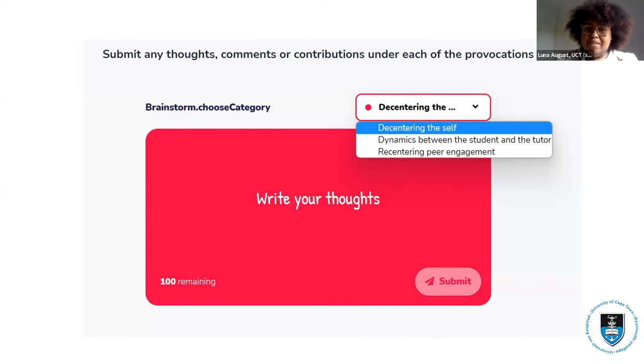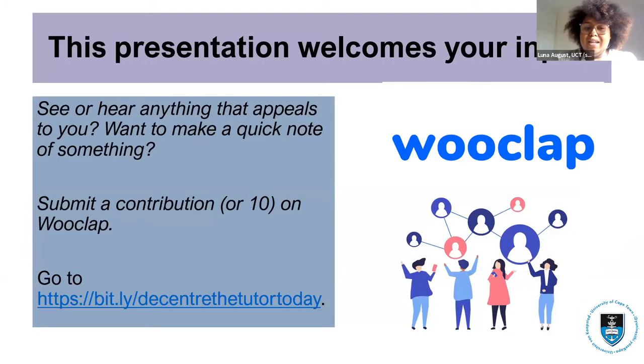When you get there, the interface would look something like this. There are three different provocations that you can enter some thoughts into, and to go between the different provocations, you use the drop-down list to go to that specific provocation. So just again, the link is bit.ly/decenter the tutor today. If any one of my colleagues from UCT could perhaps assist by putting that link into the chat, I would really appreciate that.